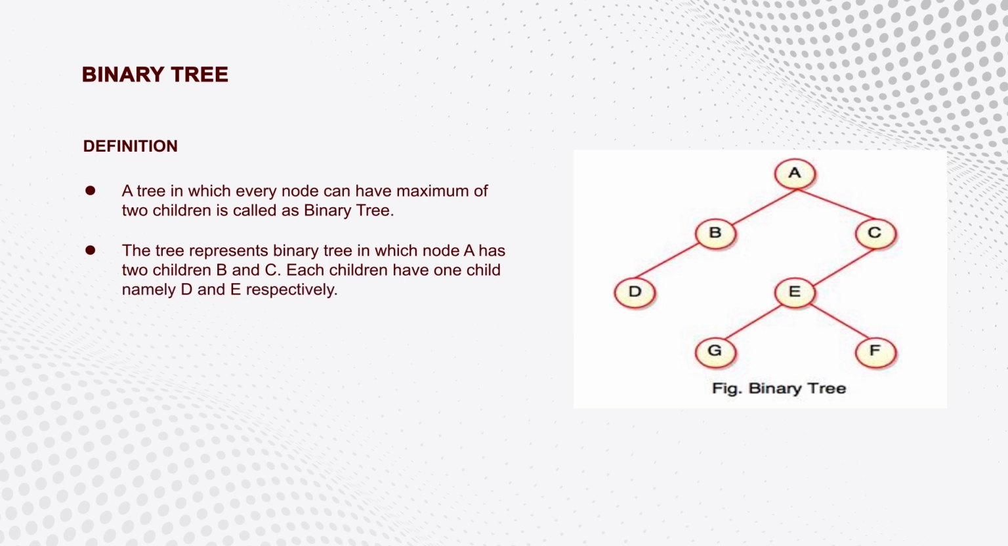The tree represents a binary tree in which node A has 2 children, here B and C. Each child has one child, namely D and E. So you can understand A is the root node, A has 2 children B and C, B again produces D, C also produces E, and E again has children G and H. Here A is the root node, B, C and E are the internal nodes, D, G and F are the external nodes, or we can say the leaf nodes.